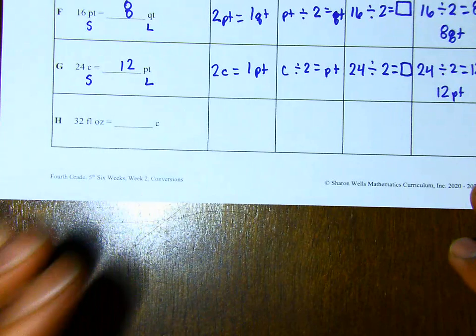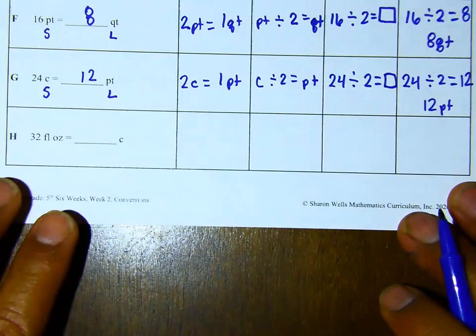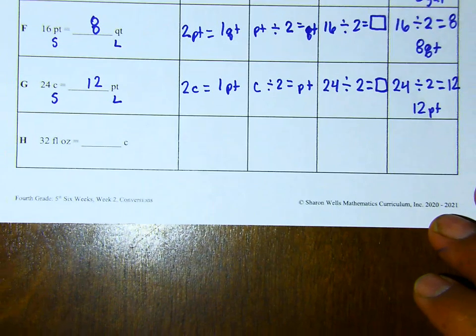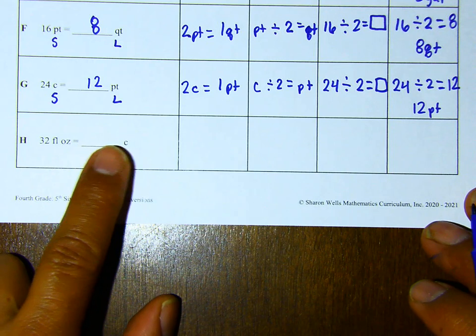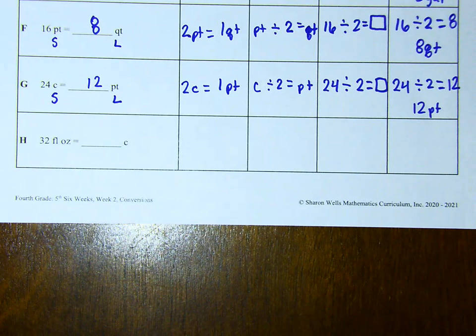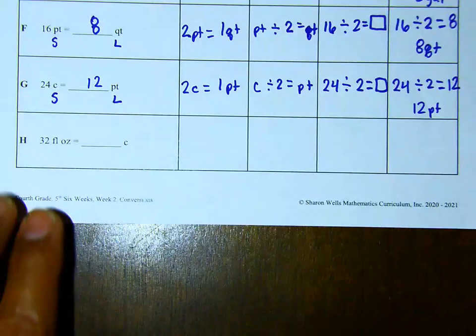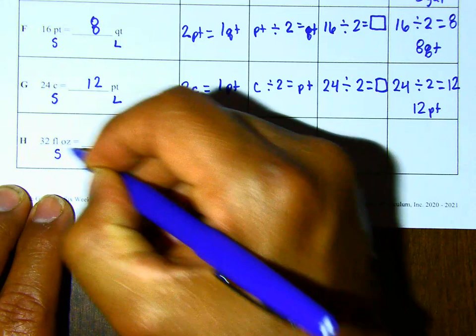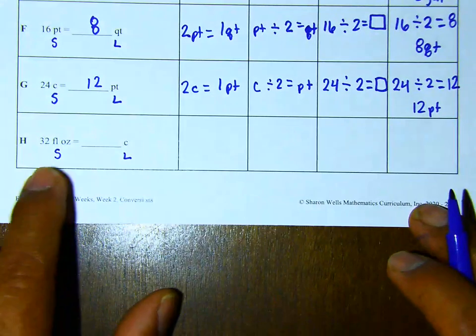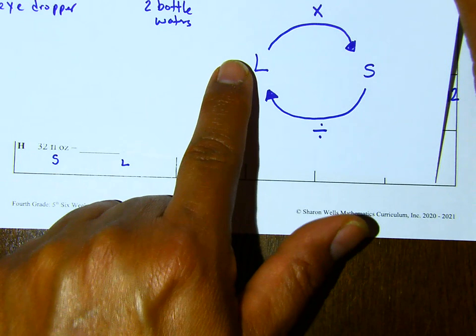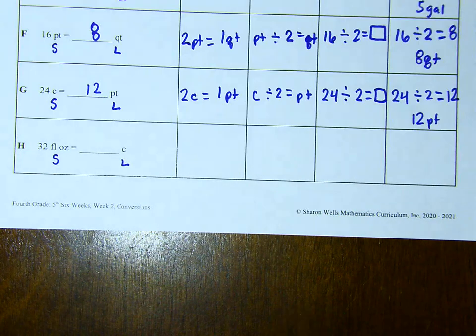Let's do our last one, H. 32 fluid ounces equals how many cups? So ounces are less than cups. Fluid ounces are less than cups. So this is a smaller unit of measure, and that's a larger unit of measure. So we're going from a small unit of measure to a large unit of measure. That means we're going to have to divide.